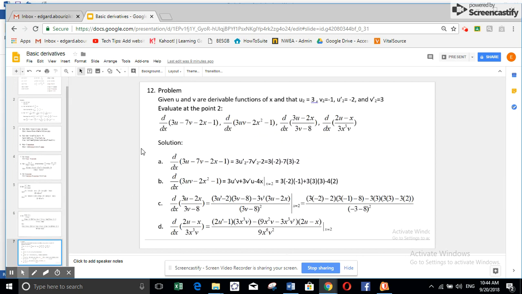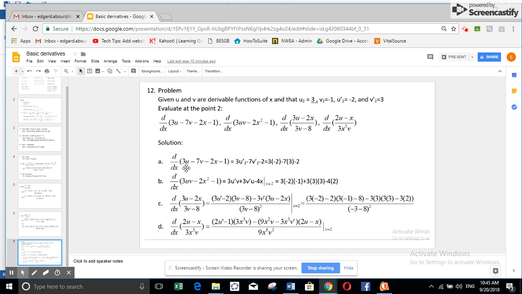The last problem here, suppose u and v are differentiable functions of x. As I said above, of u of x. I gave you u of 2. If you replace x by 2, you have a 3. V of 2 is minus 1. U prime, the derivative at the point 2 of u, is minus 2. And v prime of 2 is a 3. I want to find the derivative at the point 2.